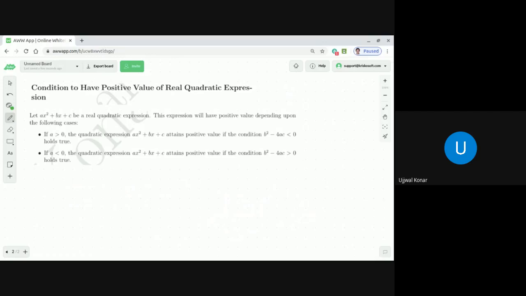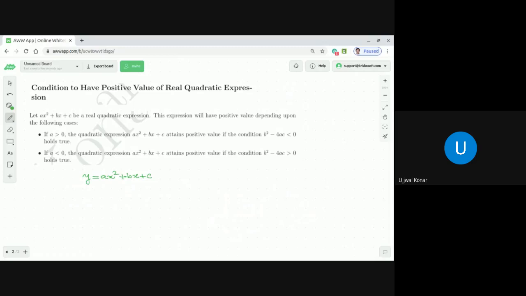And if a is less than 0, the quadratic expression ax square plus bx plus c attains positive value if the condition b square minus 4ac greater than 0 holds true. How is it? Now, what is the value of this expression, ax square plus bx plus c? So this is equal to y is equal to ax square plus bx plus c. So the value of the expression we can always define by y, or if we give a visual representation, it will be the y coordinate of the vertex.